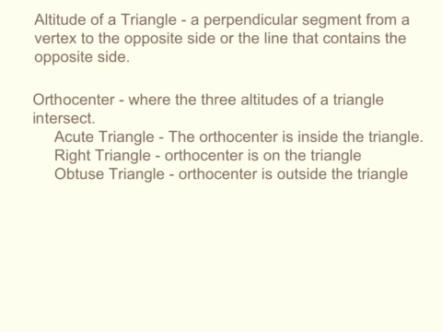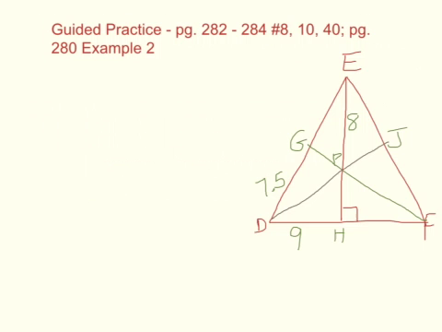Now I'd like for you to look on page 281 of your book and see if you can figure out why that might be true. Why is the orthocenter inside the triangle in an acute triangle, on the triangle in a right triangle, and outside the triangle in an obtuse triangle? And send me a note on Edmodo and tell me why you think that is.